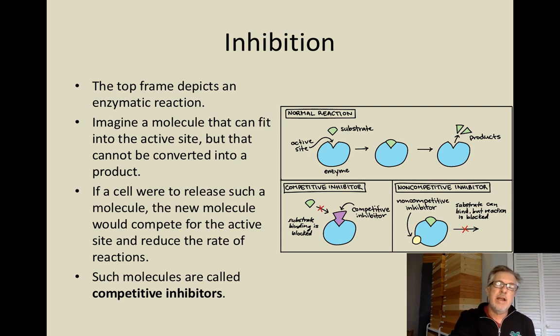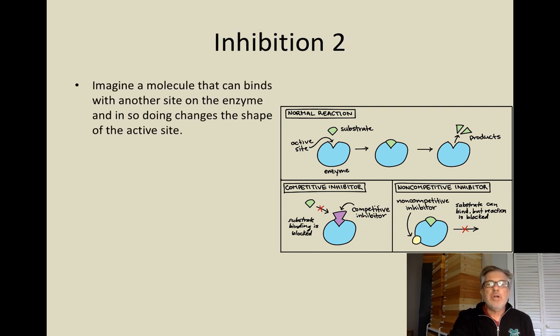Let's think of another scenario in which inhibition might be brought about. If you look in the lower right-hand side of this diagram now, you can see that we've imagined a molecule that can bind with the enzyme, not at the active site, but at another site. Here it is, down here. And in so doing, it changes the shape of the active site, or it prevents the enzyme-substrate complex from making products. So either of two things could happen.